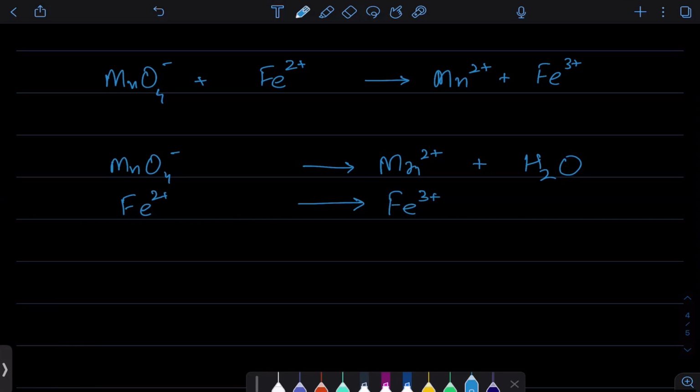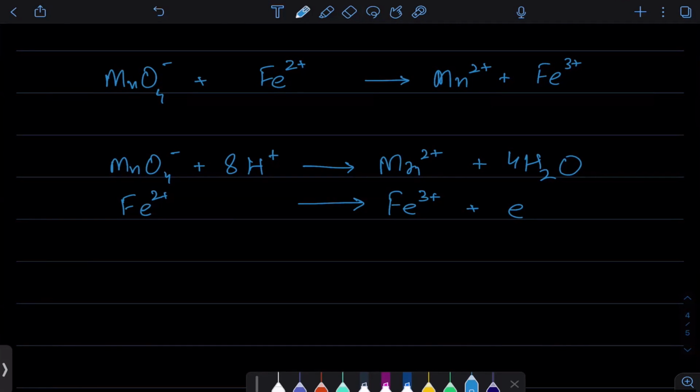How? By losing electrons. Okay. And to get what? To get water, I need hydrogen ions. Okay. So I have 4 oxygen, so 4 water will form, which means I need 8 H positive. Okay. Is everybody with me here? Yes, sir. Okay, good.